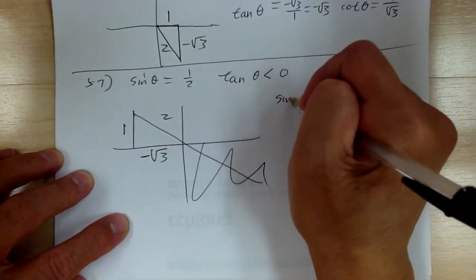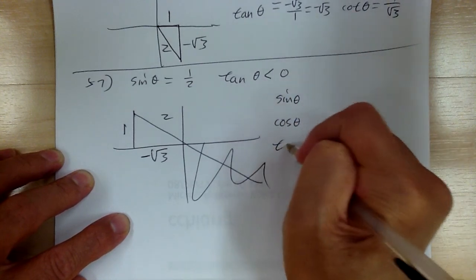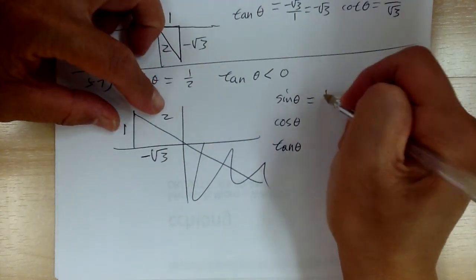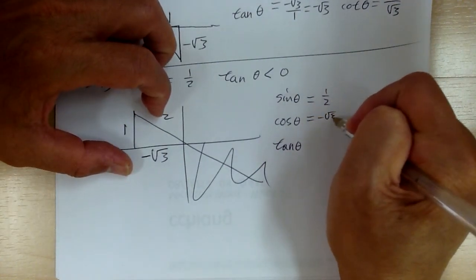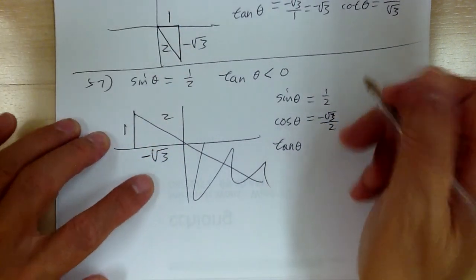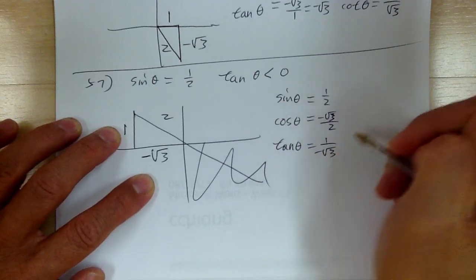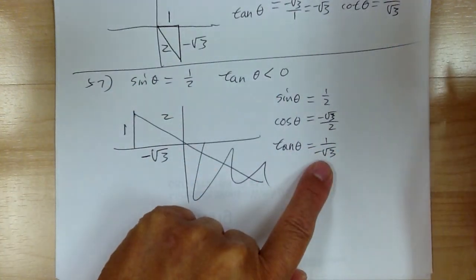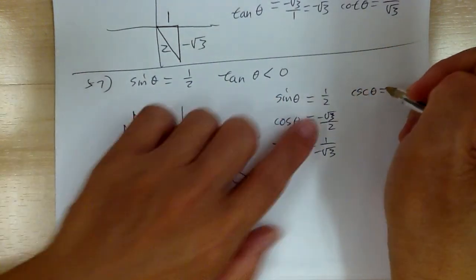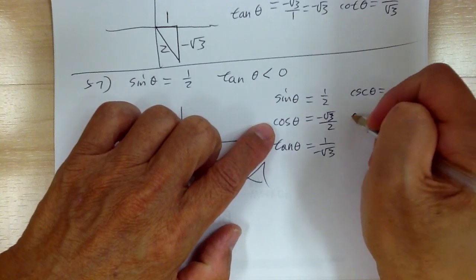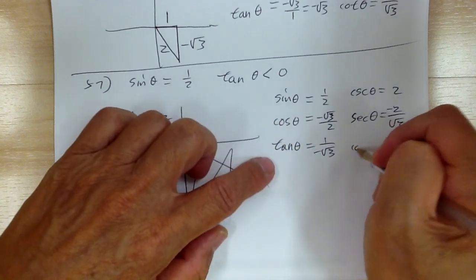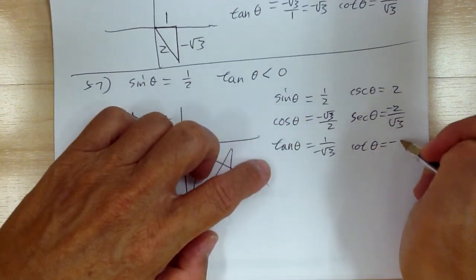So from here you can get sine, cosine, tangent. Right? Sine is this over that. Right? So sine is 1 over 2. Cosine is this, would be negative square root of 3 over 2. Tangent is sine over cosine, so it would be 1 over negative square root of 3. Okay. So again, I'm going to allow you to do that. Okay, and then you get cosecant. You flip it over, you get 2, and then you got secant. You flip it over, so it would be negative 2 over square root of 3. And cotangent, you flip it over, you get negative square root of 3.